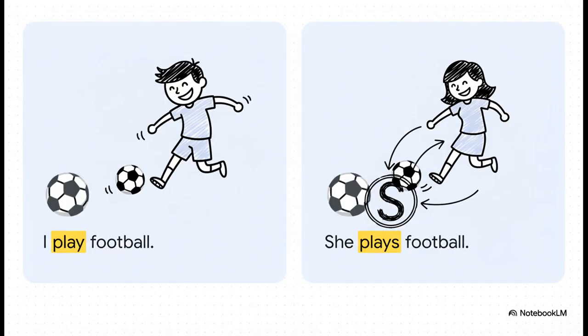Okay, everyone, lean in for this one, because this is probably the most important rule of all. For he, she, or it, you've got to add an S to the verb. It's not she play football, no way. It's she plays football. Seriously, that tiny little S makes all the difference. It's the secret to sounding natural and getting this tense right every single time.